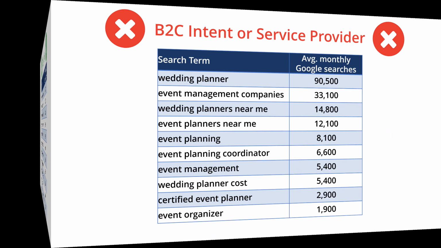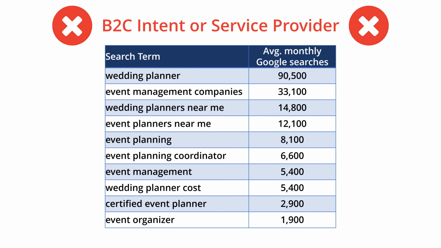By contrast, here's a list of search terms where the searcher either has B2C intent or they are looking to hire a service provider as opposed to purchasing software. You will notice that the search volume is much higher for these search terms when compared to the B2B software search terms in the previous table. If a software company is not careful, they can waste their budget on these types of searches.